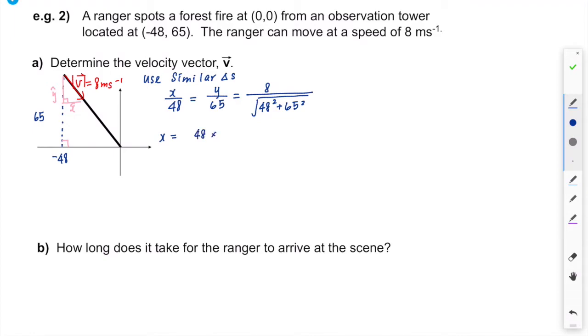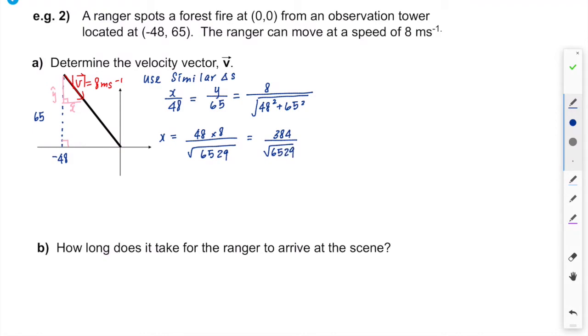Okay, so solving one pair of these ratios at a time, x is equal to 48 times 8 over the square root of 48 squared plus 65 squared. I think I get 6529. So this works out to 384 over the square root of 6529. Okay, so that's the x component.